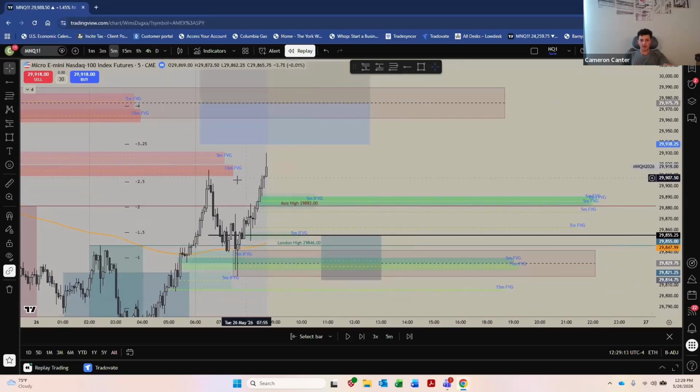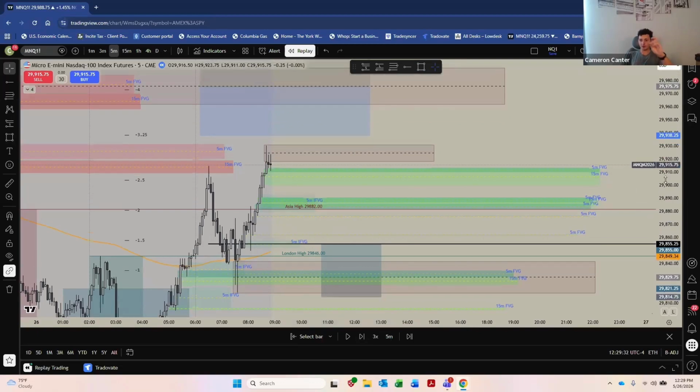Okay. And again, so now we are external. We've made a new range because we've broken new highs. Here's our 5 and 15-minute fair value gap. We clearly show rejection. This is the pre-market trade that I took. This is what I would call like a cheap trade, right?